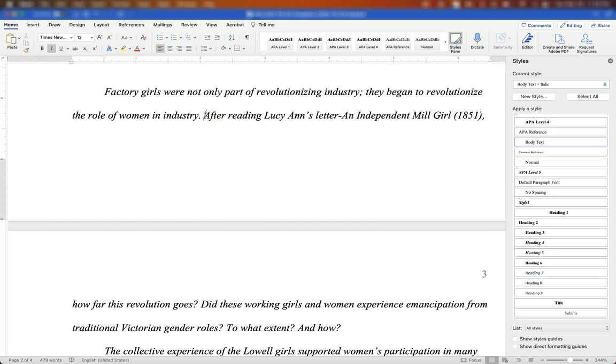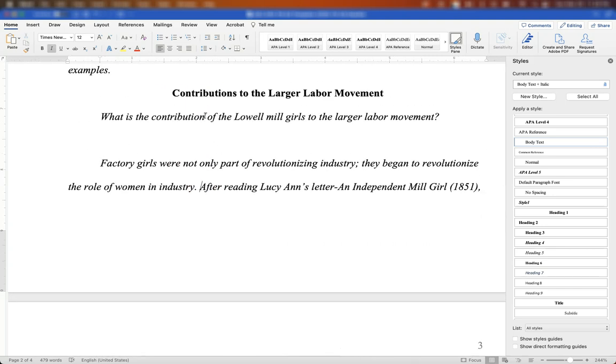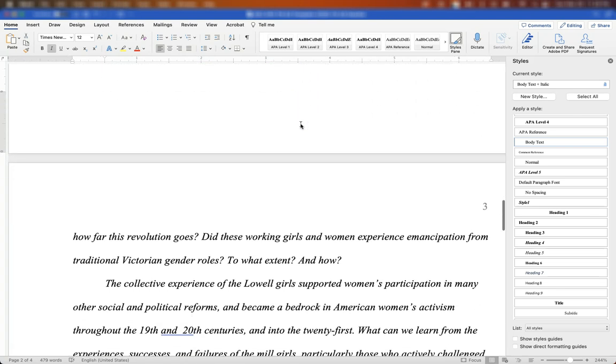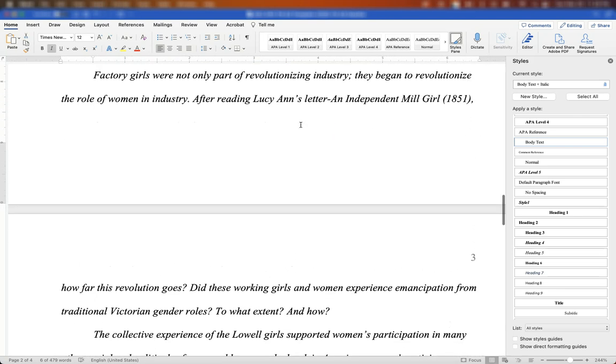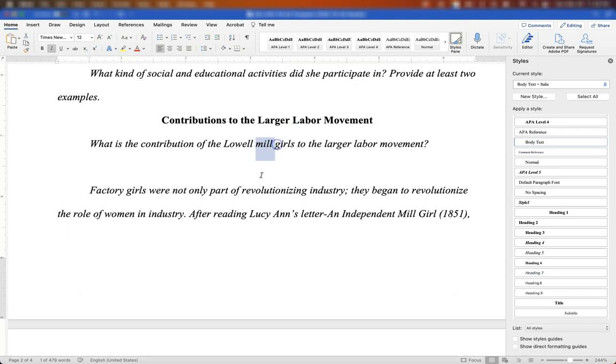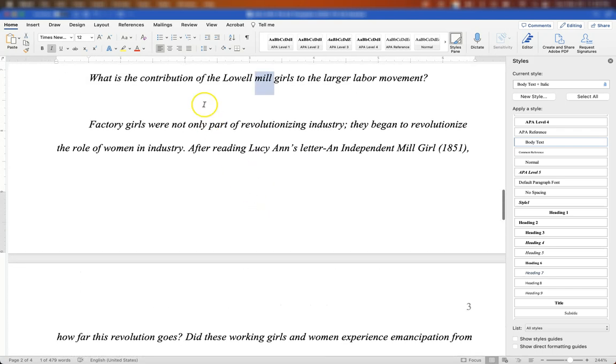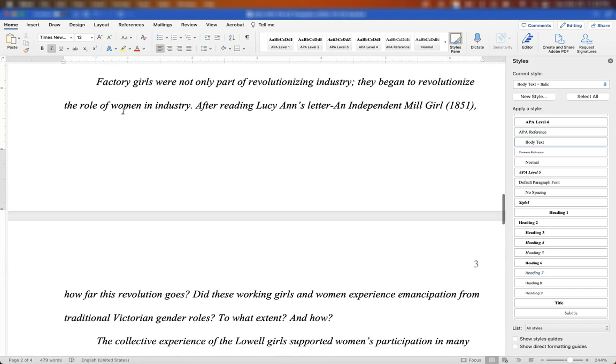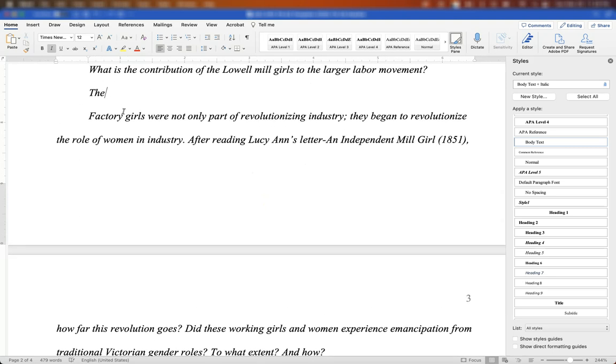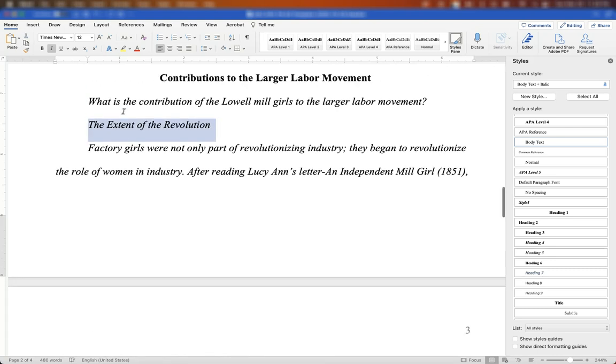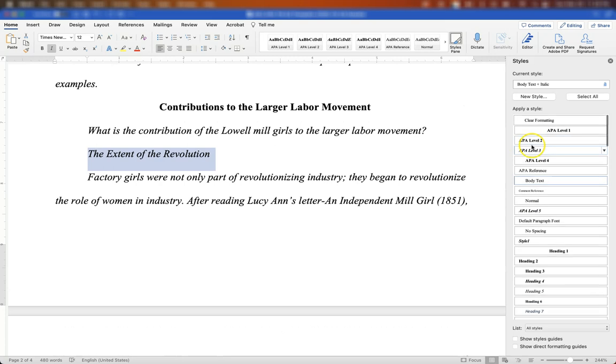See, okay. Well, what is your contribution? And so that's more of the general intro, and then this is going in a particular direction. So, let's see. How far this revolution goes? Okay, I'm going to call that the extent of the revolution. And we'll make that a level 2.